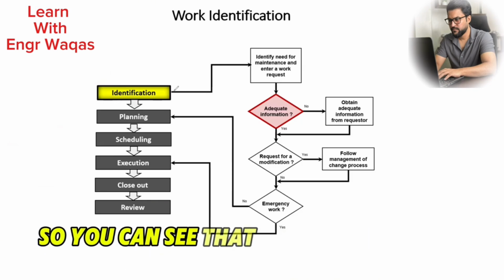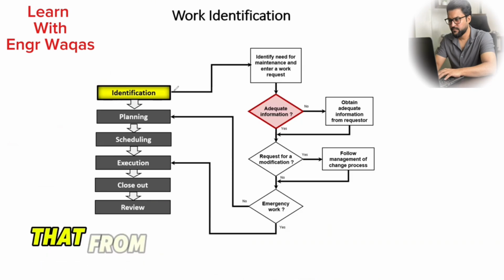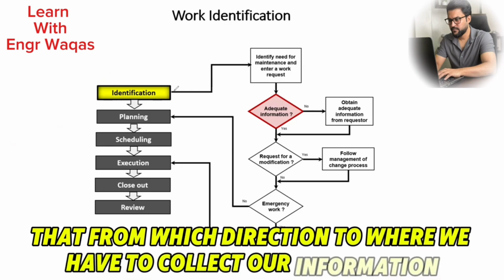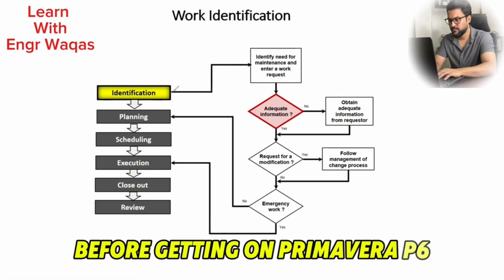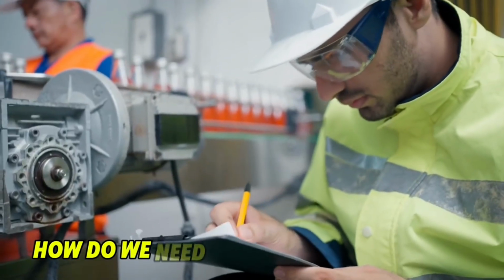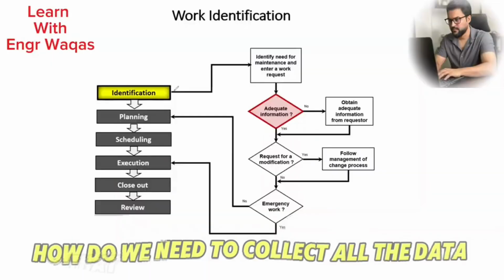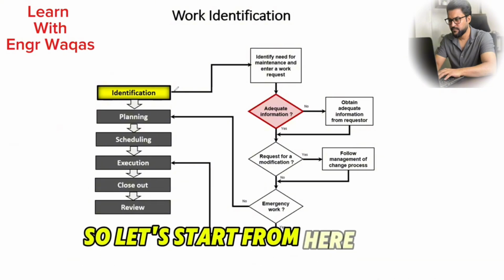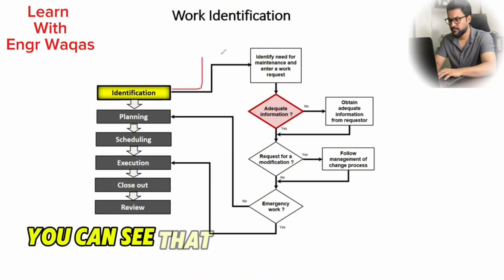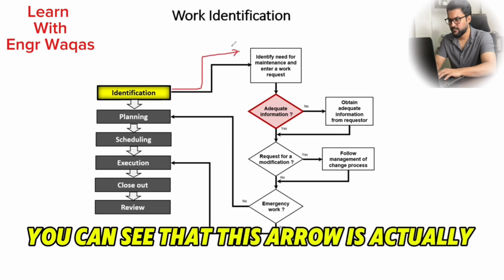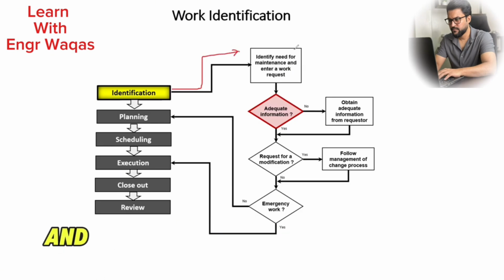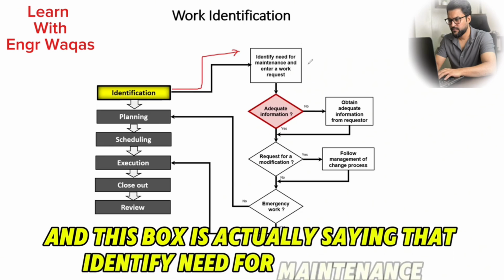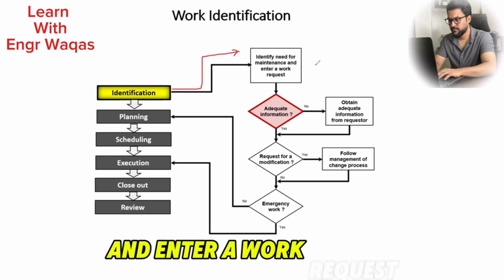So you can see that the arrow is going to help us out, from which direction to where we have to collect our information before getting on Primavera P6. How do we need to collect all the data? That is the most important thing. So let's start from here. From identification, this arrow is directing towards this box, and this box is saying: identify need for maintenance and enter a work request.